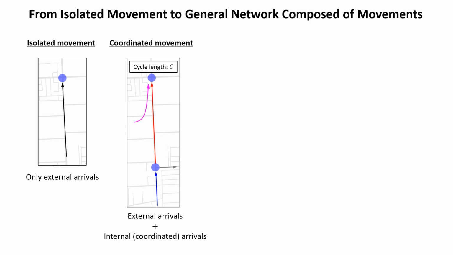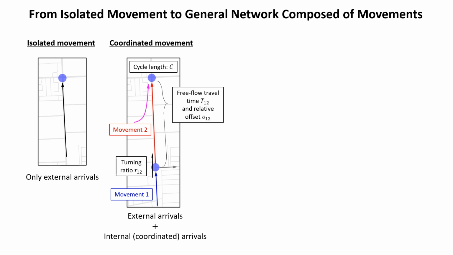Consider the scenario where both intersections share the same cycle length c. Let us call the upstream movement movement 1, and the downstream movement movement 2. The turning ratio captures the share of vehicles from movement 1 that will advance to movement 2. We also record the free flow travel time and relative offset between both intersections.